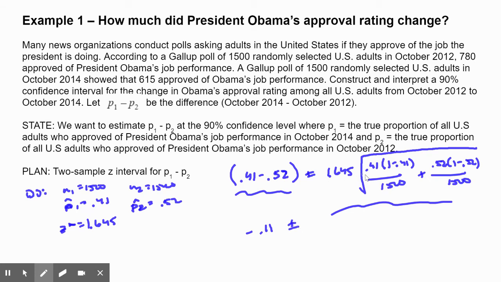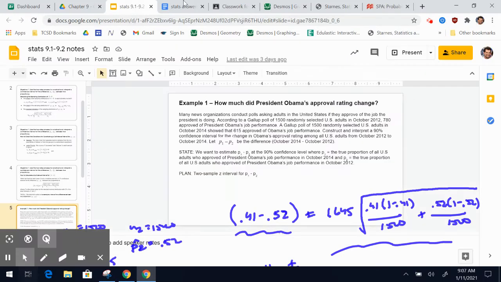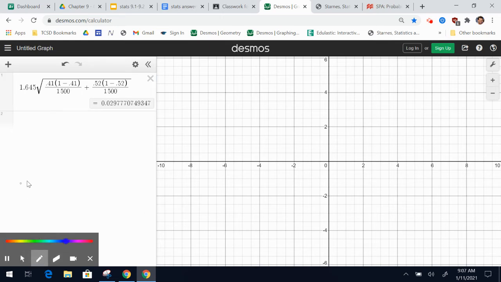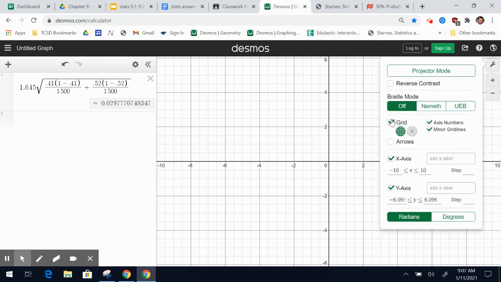And now let's go find our margin of error in the Desmos graphing calculator. Okay, so it was 1.645 times the square root of first fraction, 0.41, 1 minus 0.41, all over 1,500. Second fraction, 0.52 times 1 minus 0.52, all over 1,500. Again, your sample sizes aren't always the same. Ideally, they would be the same, but not always. So there we go. So right now, I'm going to take off this grid real fast. Give me a second so we can use this.